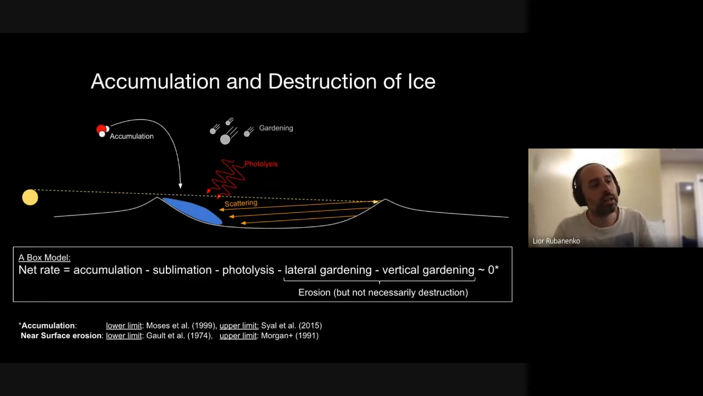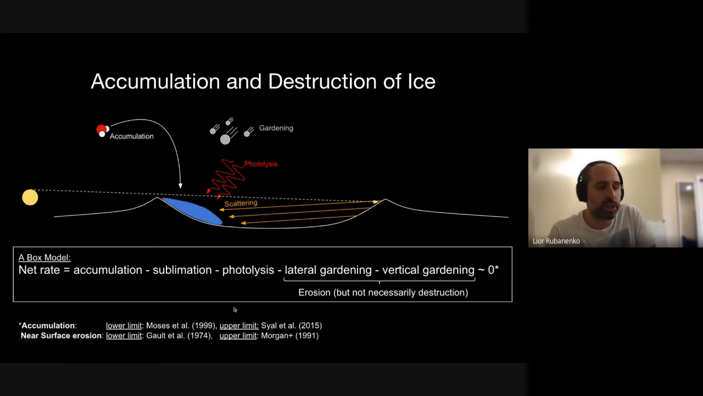And I think it's not entirely well constrained what's the role of micrometeorite heating versus mixing. So maybe gardening mostly mixes ice into the regolith. Maybe it destroys ice completely. However, it is potentially at least a destructive mechanism.